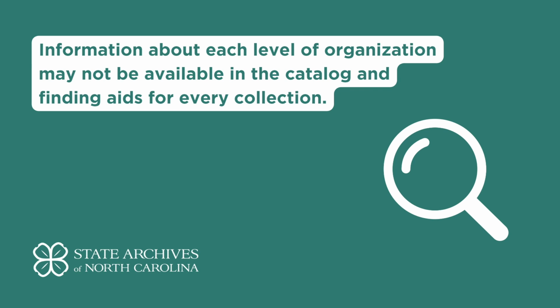Most county records and private collections will be described to the container level, while the level of description can vary with state agency records. Large state agencies for whom the majority of the records are unprocessed may only be described down to the subseries or even just the series level.